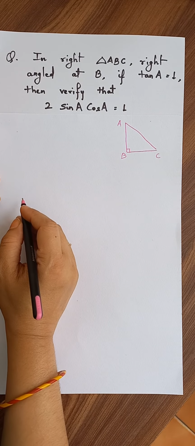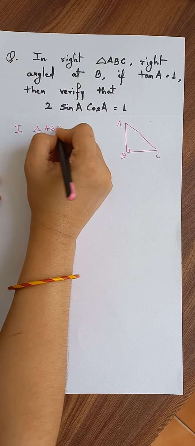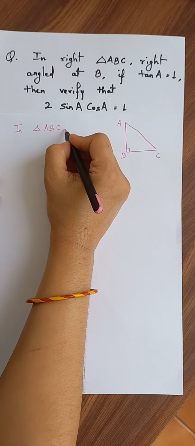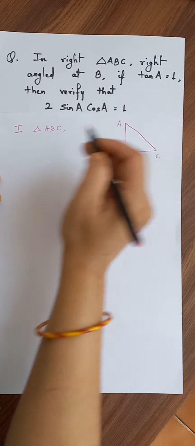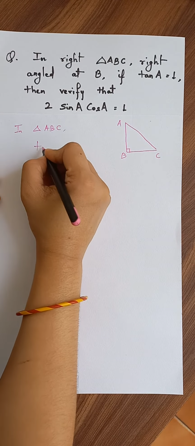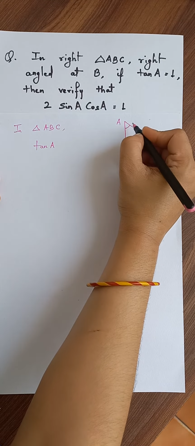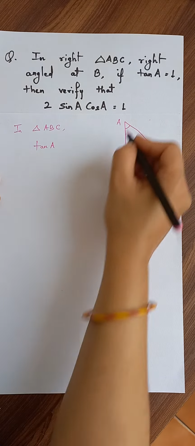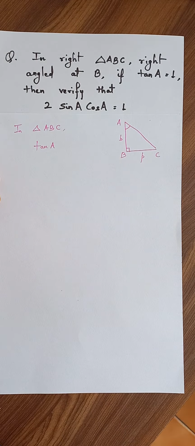Now in this triangle ABC it is already given that it is right angled at B, so I have drawn the figure likewise. Now it is given that tan of A equals 1. So tan of A means this angle. For this angle, perpendicular will be this and base will be this. I have already discussed these things in the previous volume of the trigonometry section. You can go there and understand what I want to say this time.